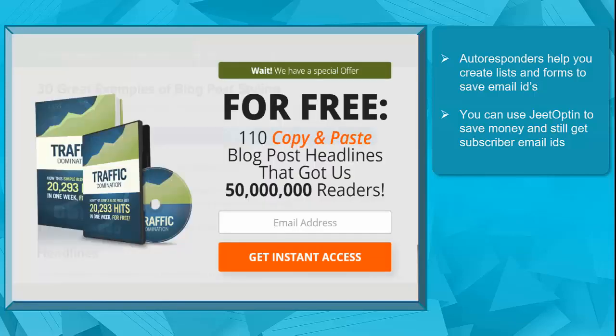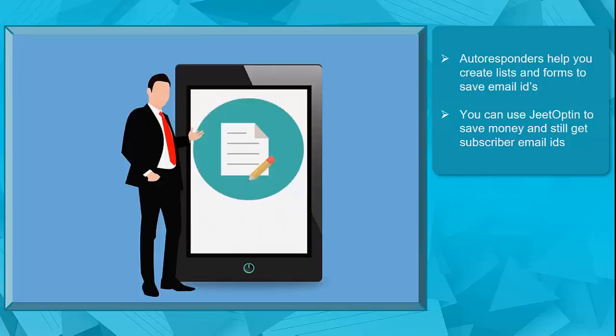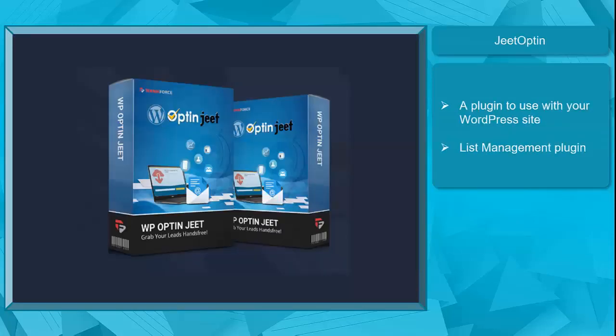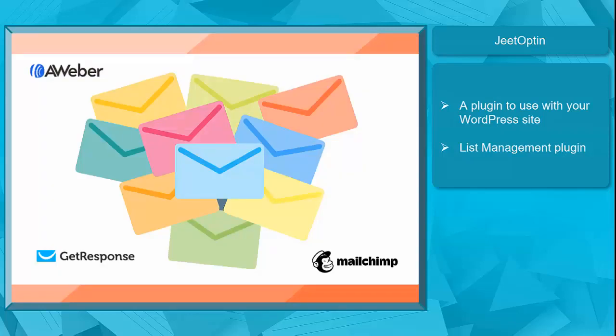That is, to create opt-in forms and to get the email IDs of your potential subscribers, then save them inside the custom email lists that you have created. That plugin is called WP Opt-in Jeet. You can use Opt-in Jeet to incorporate a list management plugin in your WordPress site. You don't have to use autoresponders such as GetResponse, Aweber, or MailChimp just to send out email marketing promotions to a list of subscribers that you have gathered for a certain period of time.